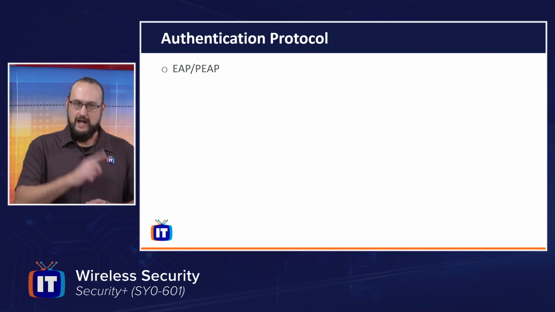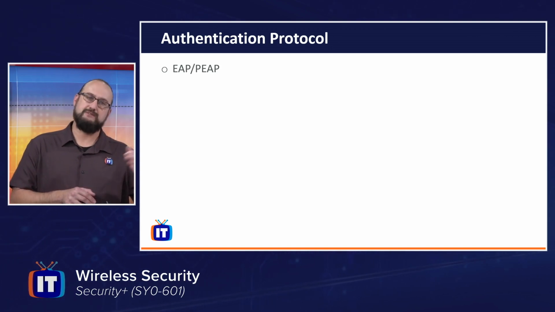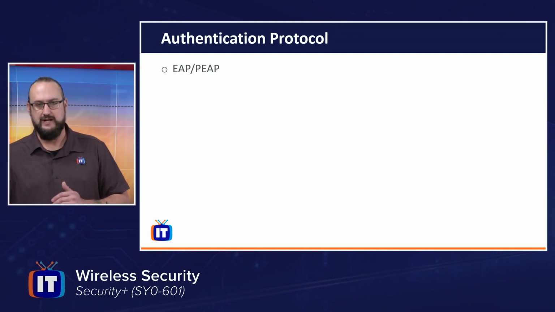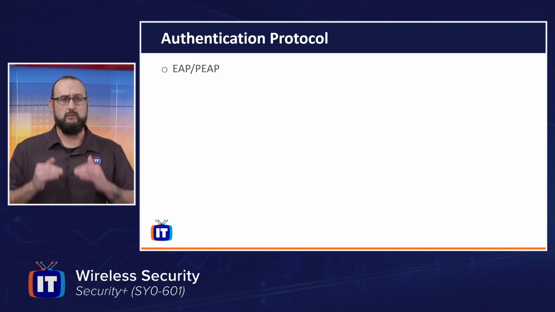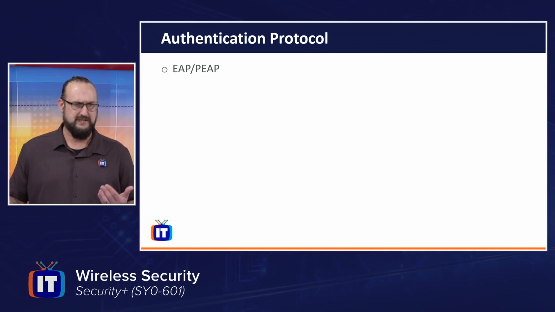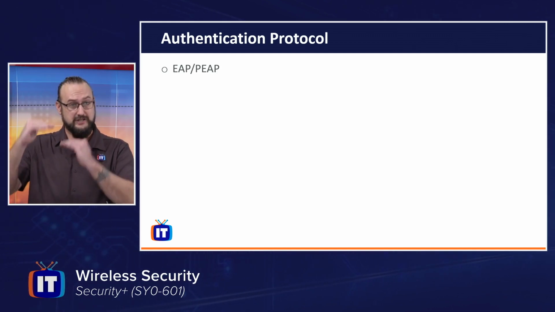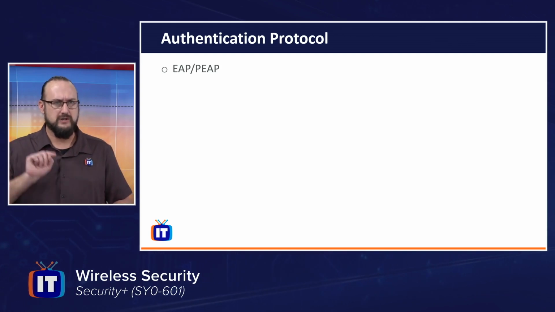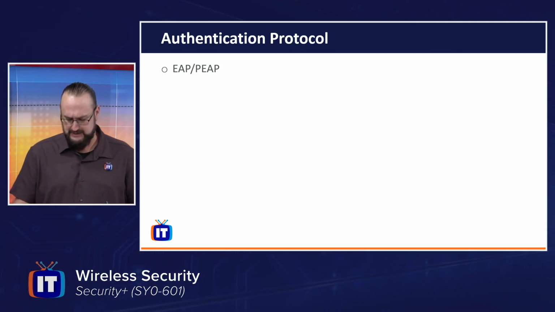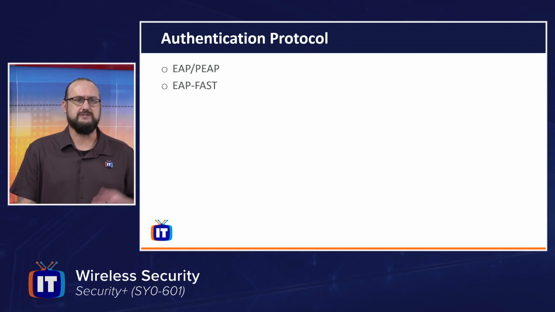PEAP relies on certificates, and you have to have a certificate on the client, you have to have a certificate on the connecting device that you're connecting to, if you will. Protected EAP is what it stands for, and it establishes an encrypted tunnel before the communication even happens. So that's what PEAP is. And then we have a series of other ones.